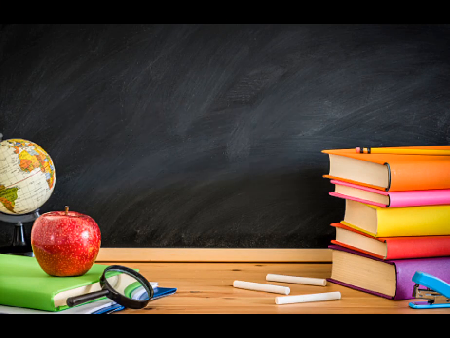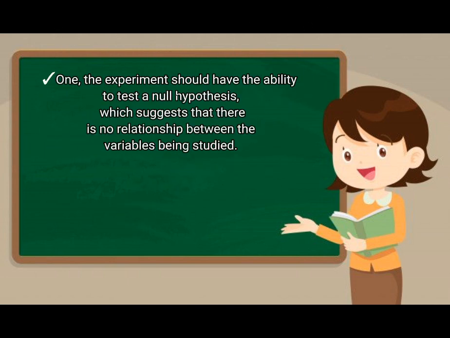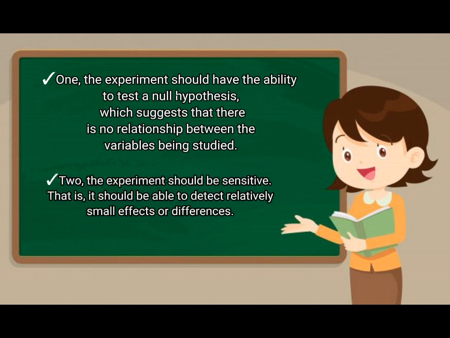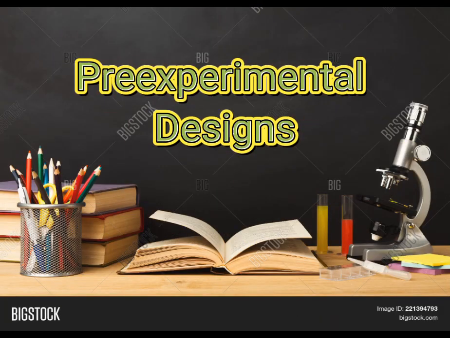Evaluating the experiment. In evaluating the design and results of an experiment, there are several points that the researcher should consider. 1. The experiment should have the ability to test a null hypothesis, which suggests that there is no relationship between the variables being studied. 2. The experiment should be sensitive. That is, it should be able to detect relatively small effects or differences.